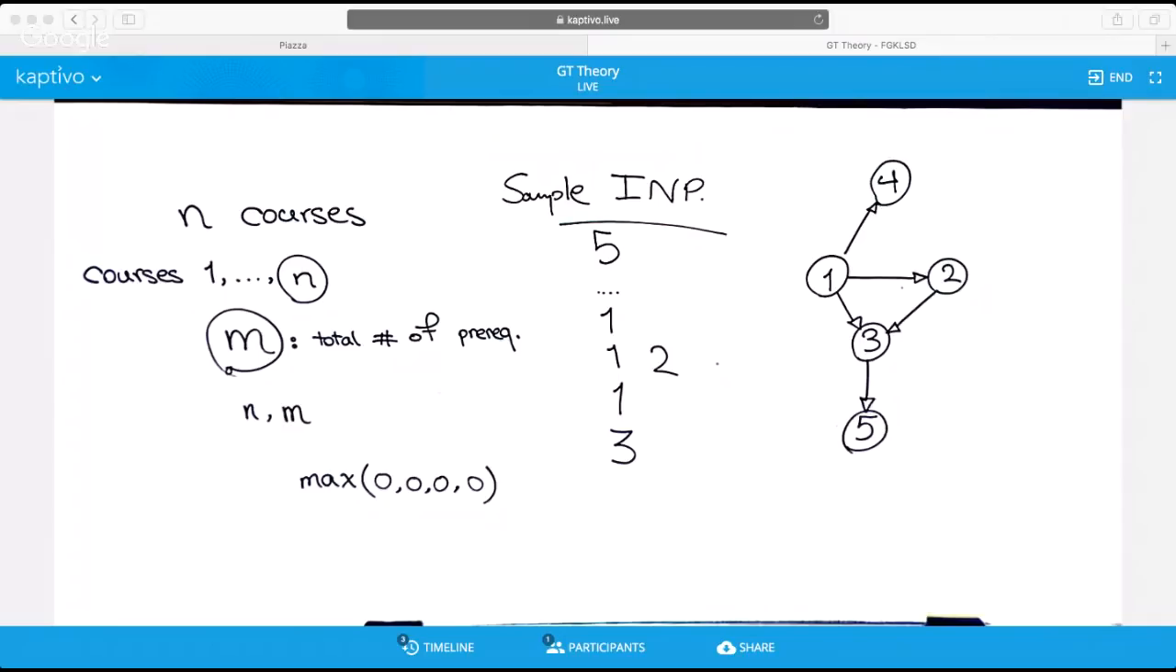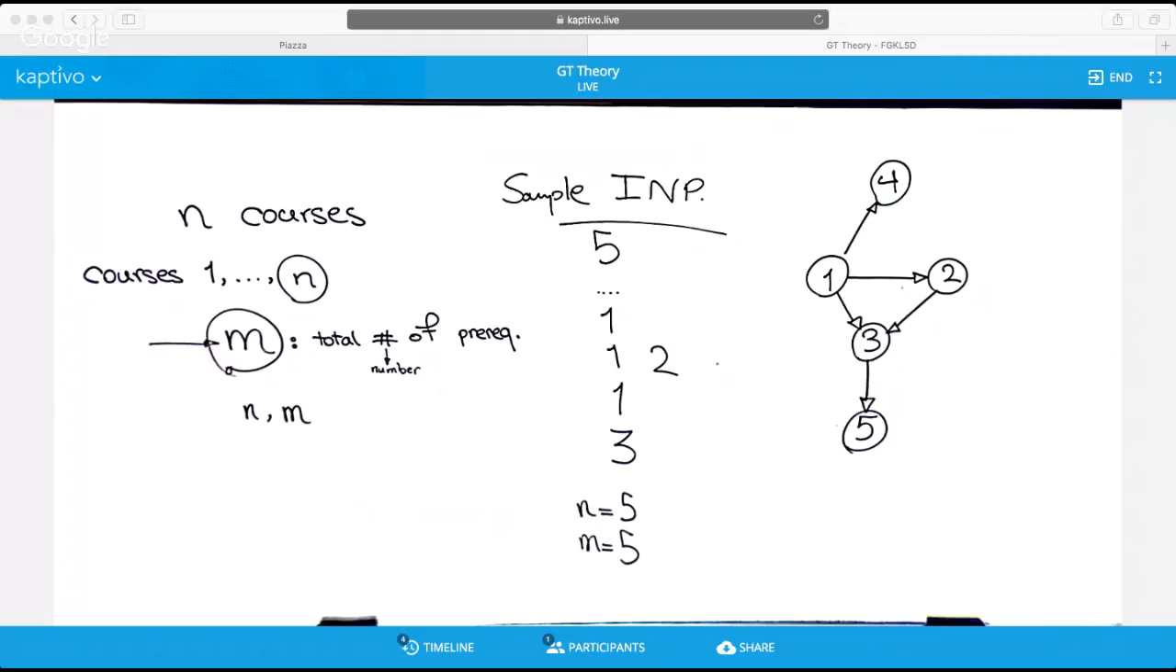So I'm reading some of the questions from live chat. For question 2, n is assumed to be the number of courses and m the total number of prerequisite relations between courses. For example, in the sample input that we have on the board, n is 5, and m is also 5 by accident, because 2 requires 1, 3 requires 2, 3 requires 1, 5 requires 3, and 4 requires 1.